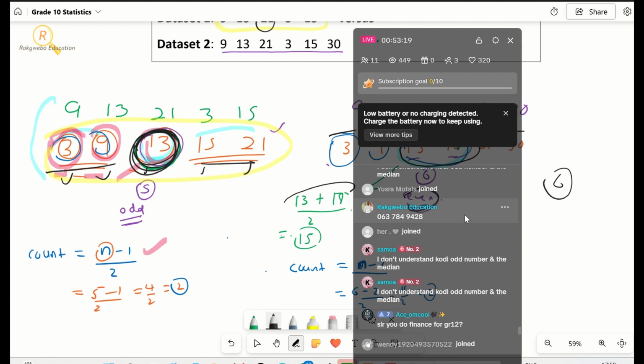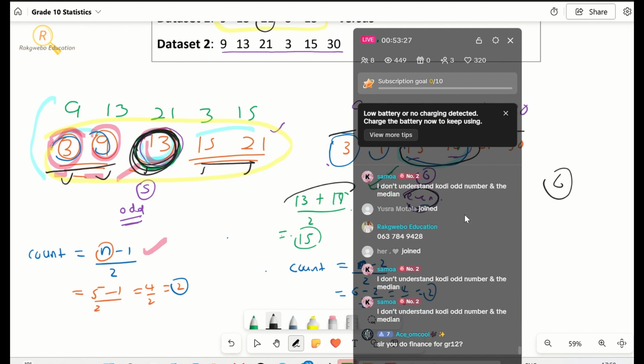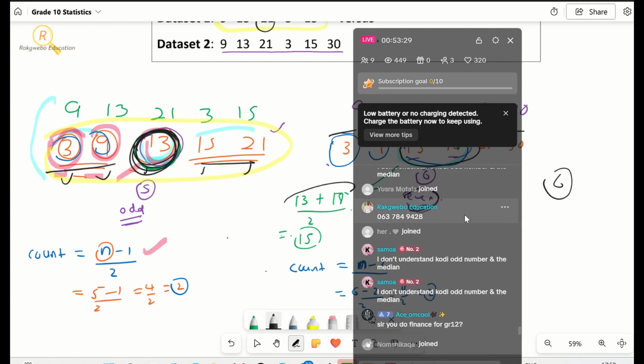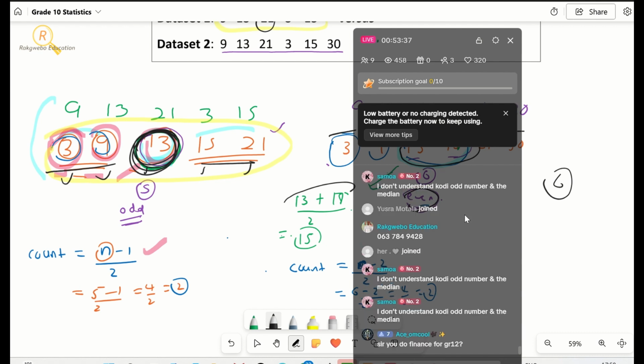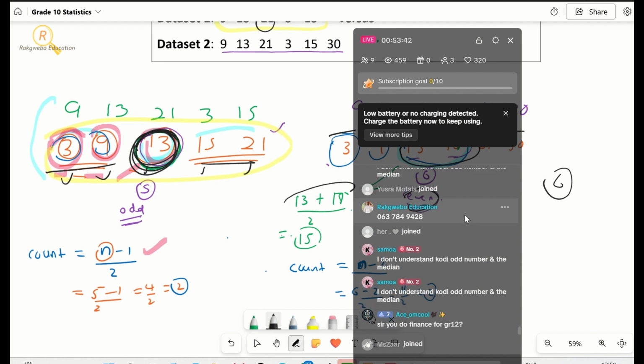Someone asks if we do finance for grade 12. So we're going to start with the grade 12 sessions next week, Monday. The first topic we want to start with for Term 3 is finance. That is financial maths, future value and present value. So please ensure that you attend. And the sessions, unfortunately, will be exclusive to Rahob Education learners, those who will have paid for their July fees. I hope that makes sense.